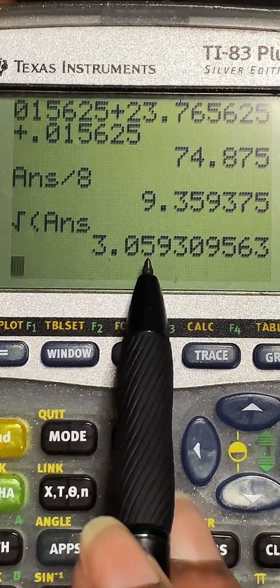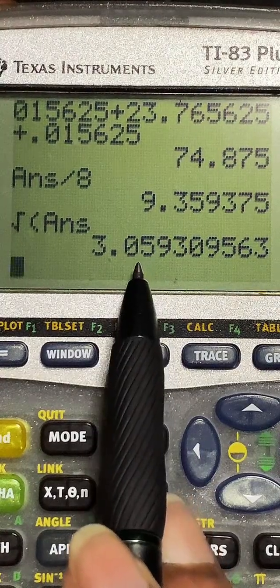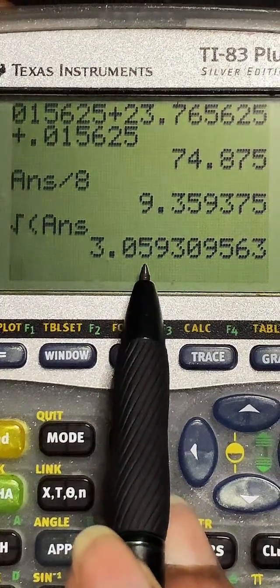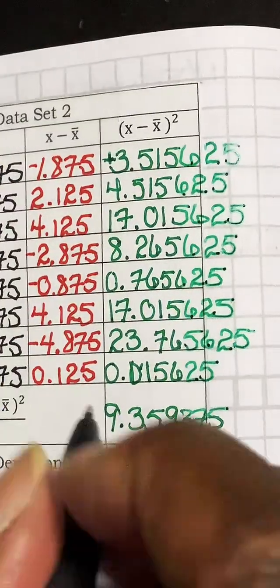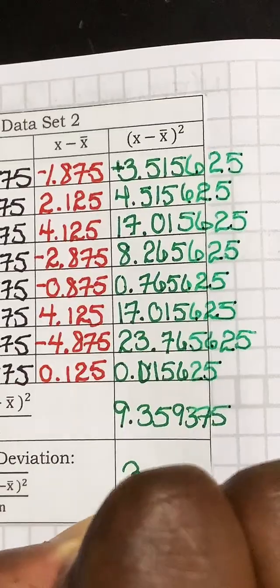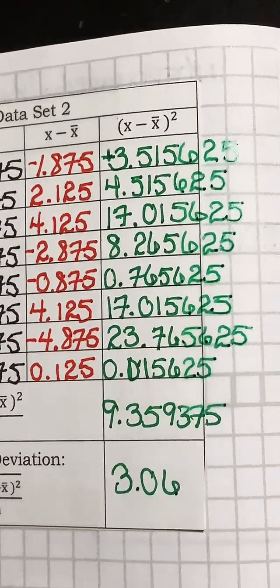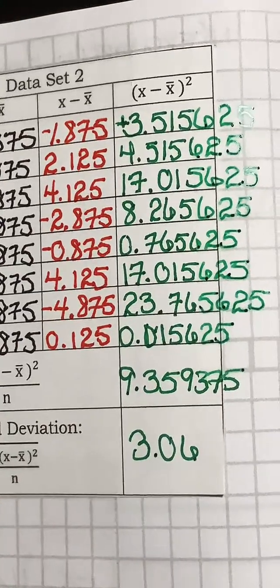That means I'm giving it a shove. I'm adding 1 to my previous digit, which is a 5. Now it's being changed to a 6. So my standard deviation is going to be 3.06. I know, the monotony of it.